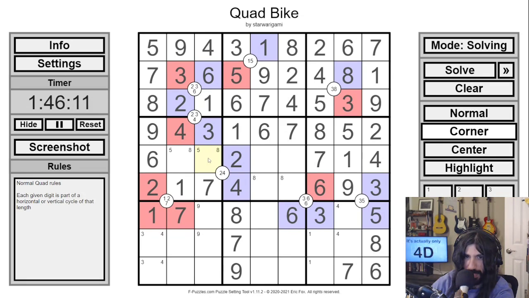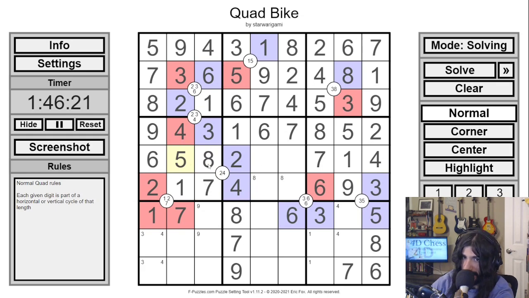Row 3 column 5 is not 5. Why? Let's see. Maybe because of a cycle? Oh, because of a vertical cycle. Because there's a vertical 3 cycle and so this can't be self-referential. So this has to be an 8. So this is a 5. Nice, nice. So we've got a 5, 8 pair here, which means that these are 3 and 9. So this is a 9 and this is a 3.